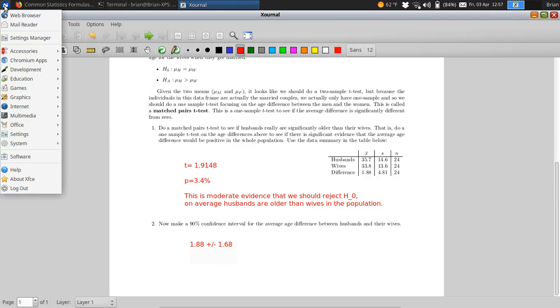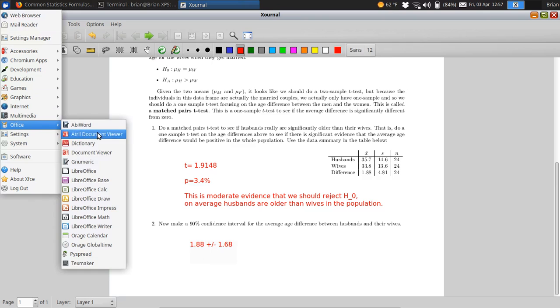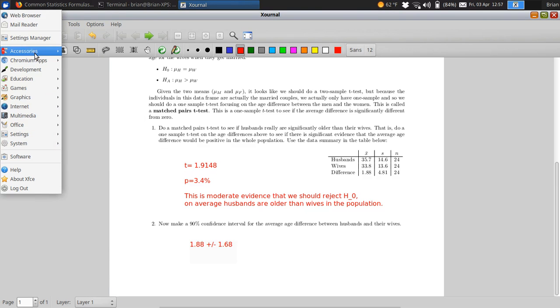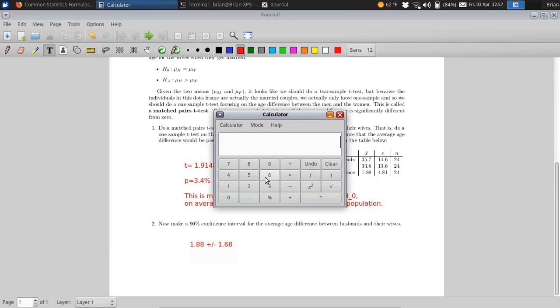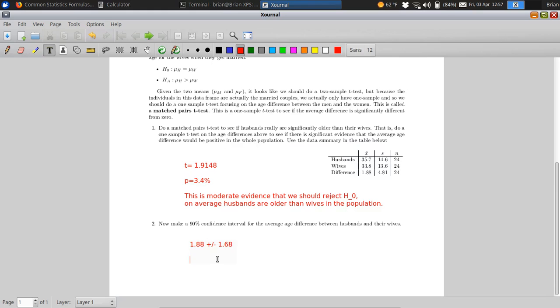So let me pull up my calculator here. So Office Tools and Calculator. Oh no, Calculator's under Accessories on my computer. So Calculator, and let's see. So I've got 1.88 plus 1.68 equals 3.56. So what we can say is we are 90% sure that the average, and the thing we're trying to estimate here is the average age difference, right?